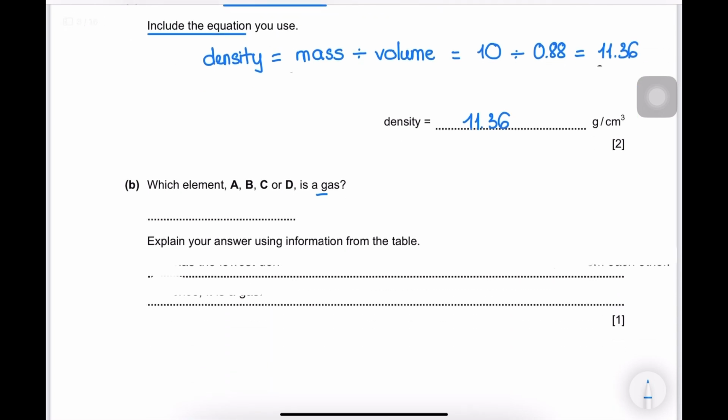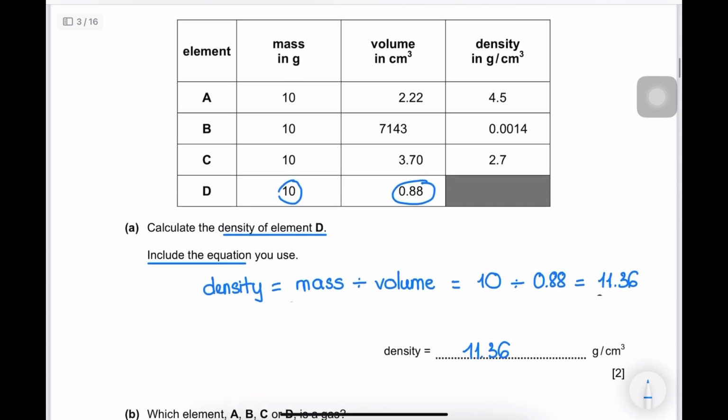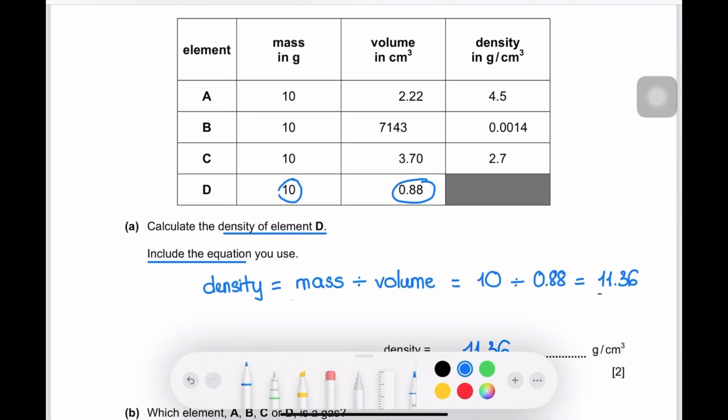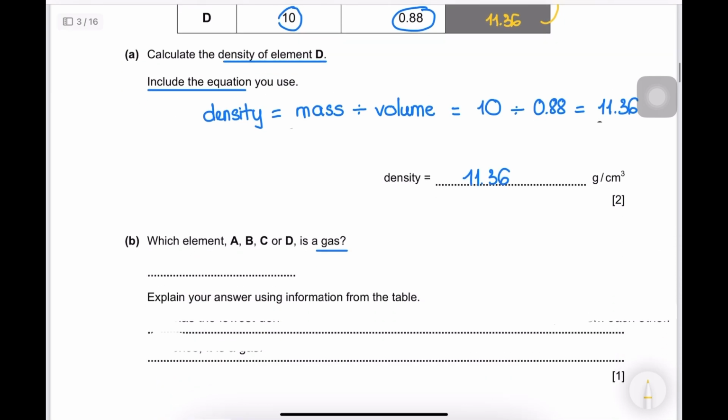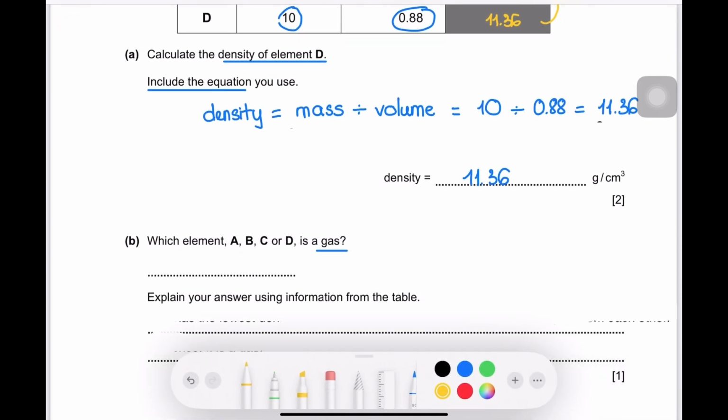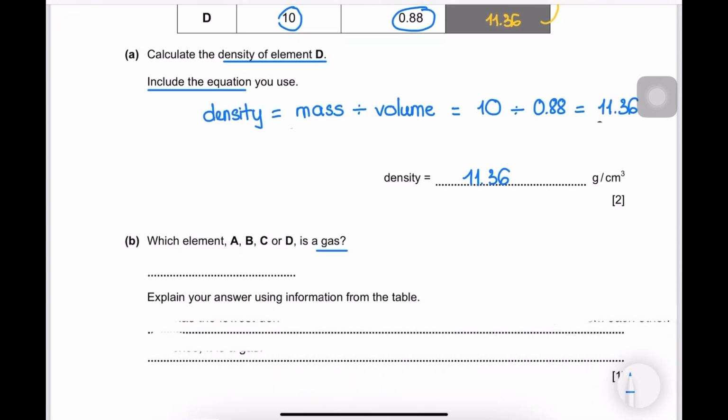B. Which element, A, B, C, or D, is a gas? Now, we need to identify which element is a gas. To do this, we look at the density values in the table. Gases have very low densities compared to solids and liquids. The lowest density in the table is for element B, with a density of 0.0014 grams per cubic centimeter. This low density tells us that element B is a gas.